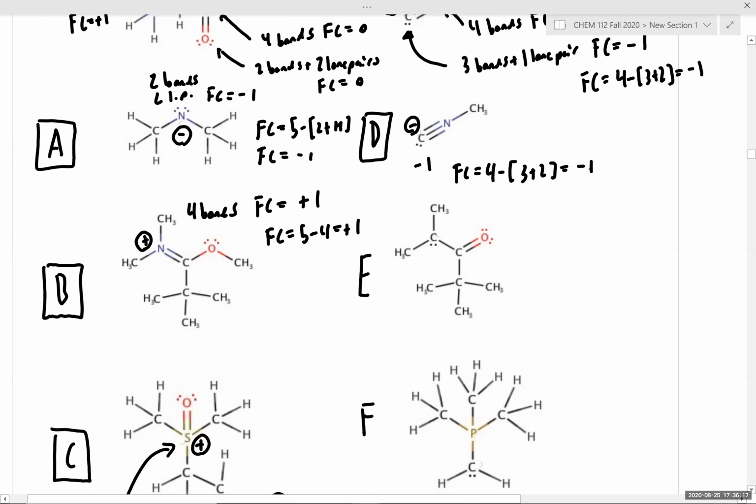And what about nitrogen? I see in the chat, nitrogen has a formal charge of +1. Looking at our formal charge equation, 5 minus 4 gives us +1. This is known as an isonitrile. These are quite smelly, so you don't typically handle them in sophomore organic laboratory, but nonetheless, it's quite an interesting functional group in terms of reactivity.